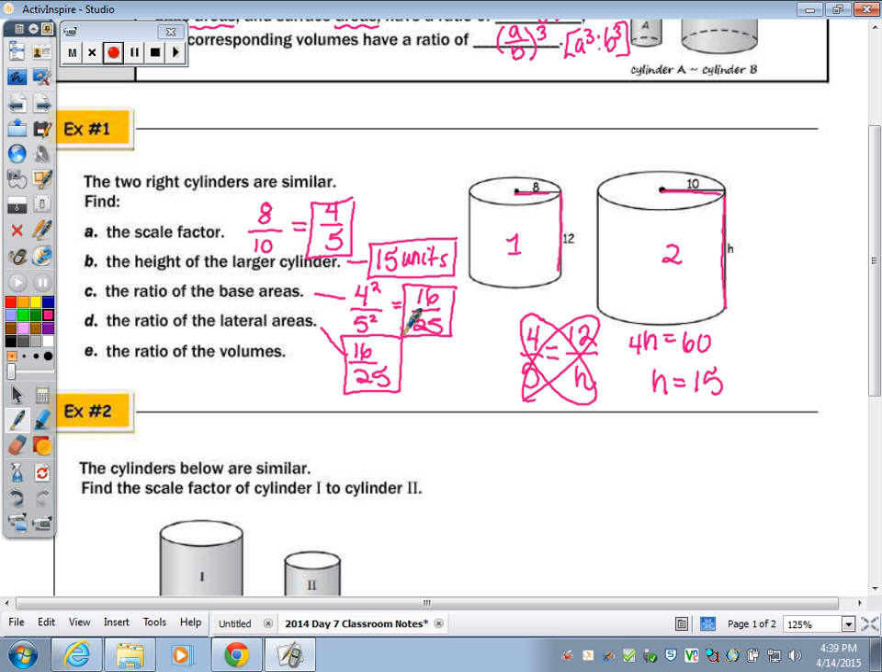And then part E, the ratio of the volumes, we know that is equivalent to the scale factor cubed. So I'm going to do 4/5 cubed. 4 cubed is 64. 5 cubed is 125.